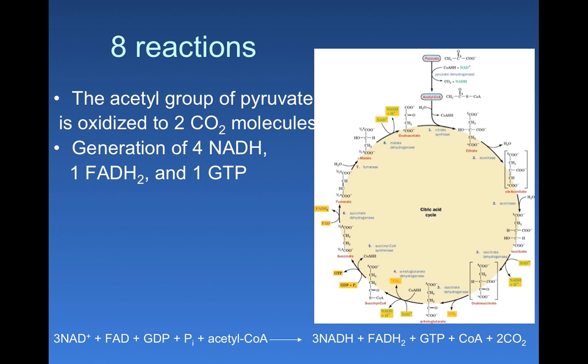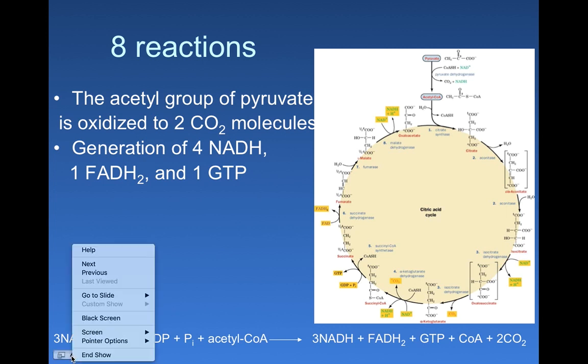Now we're going to talk about another fate of pyruvate, and this fate is mostly considered an aerobic fate, something that happens in the presence of oxygen, and that is the shuttling of the carbons of pyruvate into the Krebs cycle. And so if we look, let me get a pointer here.